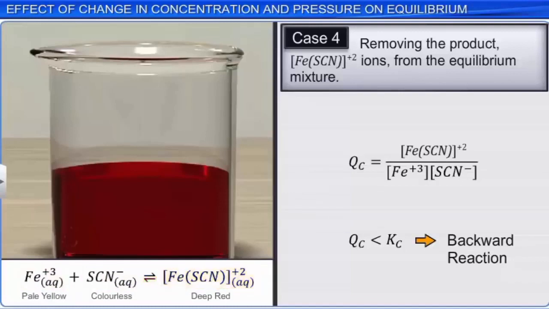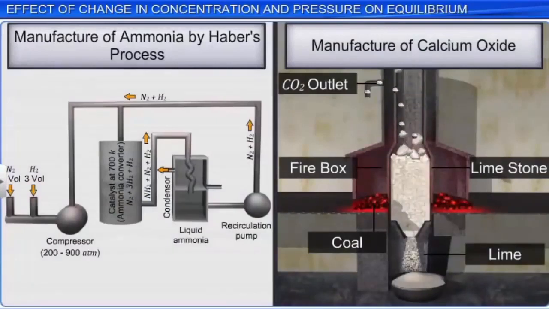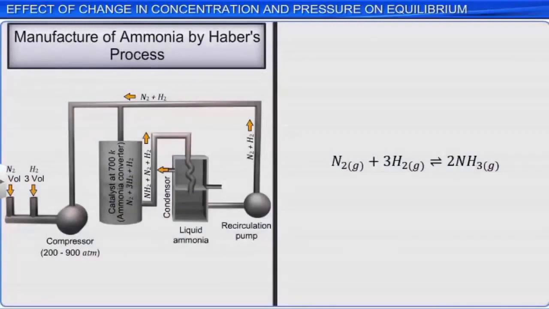The ability to predict the effect of change in concentration has great commercial application in the cases of reactions where the product is a gas or a volatile substance. Here are 2 examples. In the manufacture of ammonia by Haber's process, high yield of ammonia is favored by the addition of the reactants nitrogen or hydrogen, or the removal of the product ammonia from the reaction mixture.